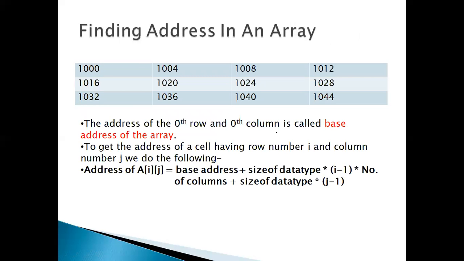Finding address in an array. Here we have shown an array, and in each cell we have mentioned the address of that particular cell. The address of 0th row and 0th column is called the base address of the array. To get the address of a cell having row number i and column number j, we do the following. Address of Eij is equal to base address plus size of data type into i minus 1 into number of columns plus size of data type into j minus 1.